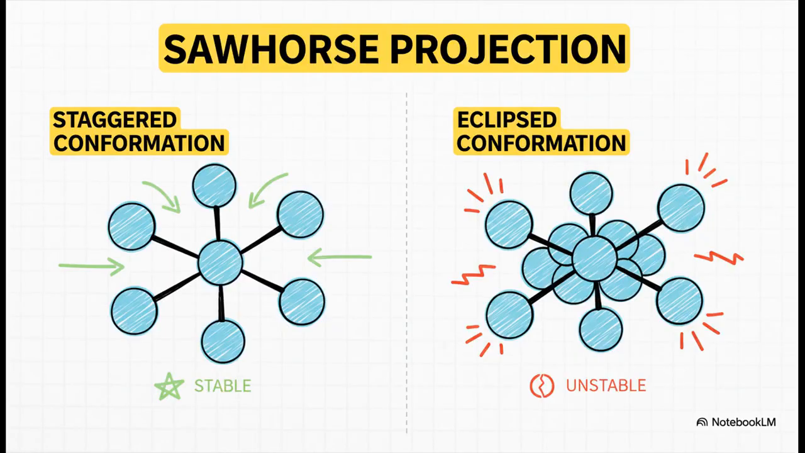Now, the sawhorse projection gives us a totally different perspective. It's like we're stepping off to the side and looking at the molecule from a slight angle. This view is fantastic for seeing how atoms on neighboring carbons relate to each other, whether they're staggered and stable or eclipsed and kind of bumping into each other.